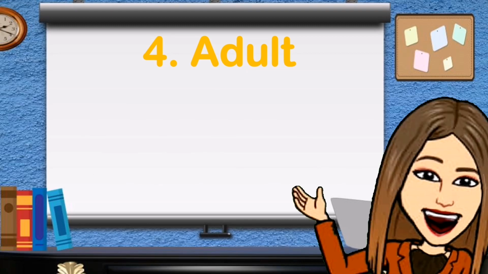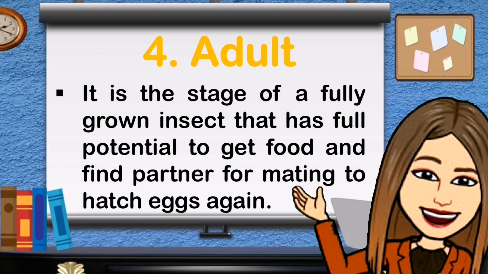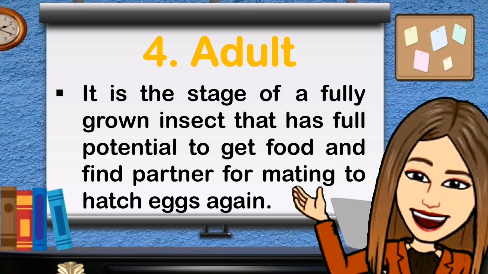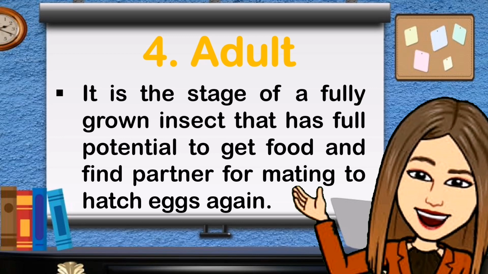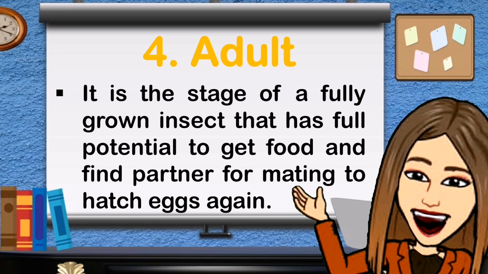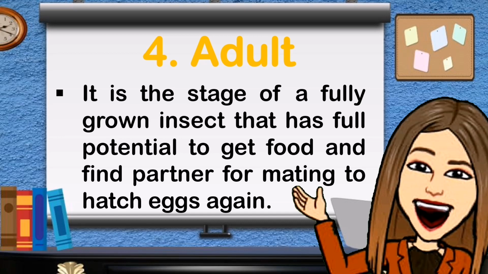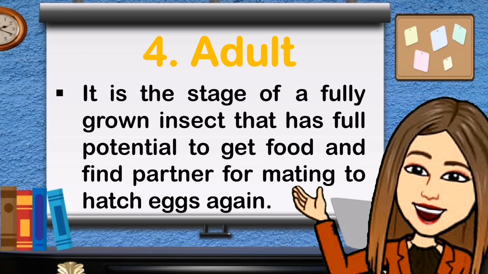Adult. It is the stage of a fully grown insect that has full potential to get food and find partner for mating to hatch eggs again. So this life cycle starts over again. It means the process repeats starting from laying eggs. Normally, after laying eggs, an adult insect dies or becomes the food of the hatchlings.